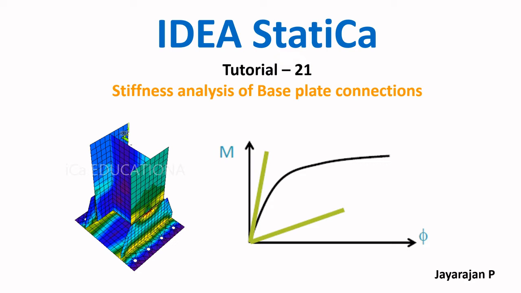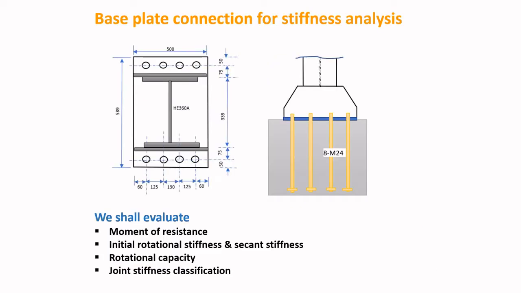Here I will demonstrate the stiffness analysis of a base plate connection provided under a rolled steel column section. Joint stiffness classification is done as per the Eurocode EN 1993-1-8. So the geometry of the base plate used for the stiffness analysis is shown here.